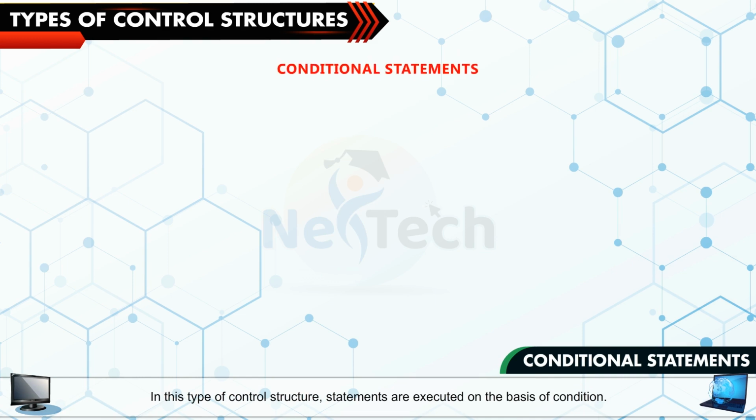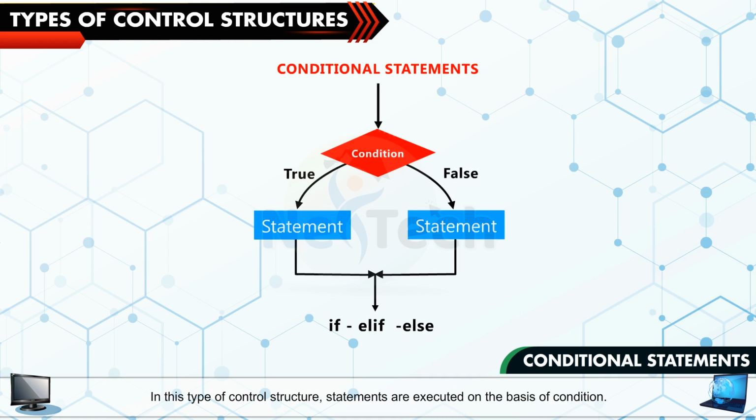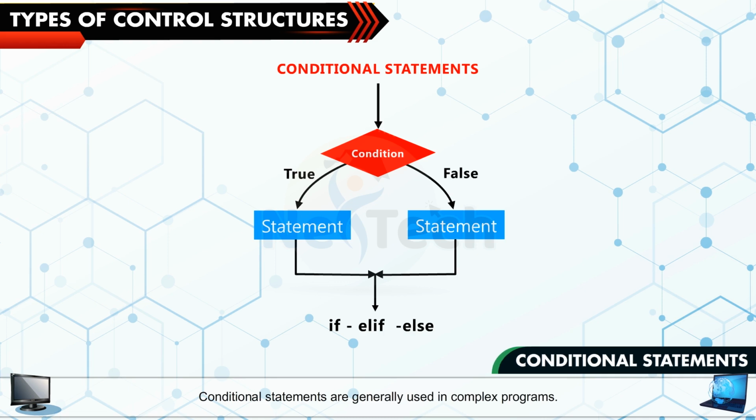Conditional statements. In this type of control structure, statements are executed on the basis of a condition. These statements enable the program control to be transferred to a defined location depending on the outcome of the conditional expression. In a program, every decision involves a choice between two alternatives, yes and no. If the given condition is true, then one set of statements is executed, and if false, then the other set of statements gets executed. Conditional statements are generally used in complex programs.